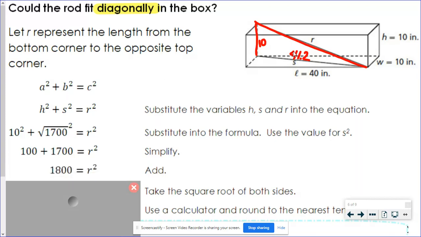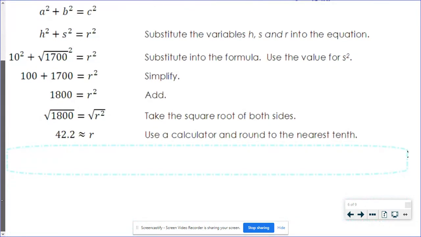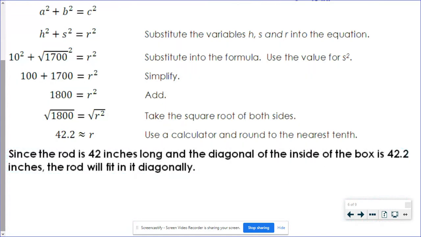When you add those two together, you get 1,800, and then when we take the square root of that, we're going to get 42.2. Now, remember the fishing rod was only 42 inches long, so yes, it would fit in there diagonally.